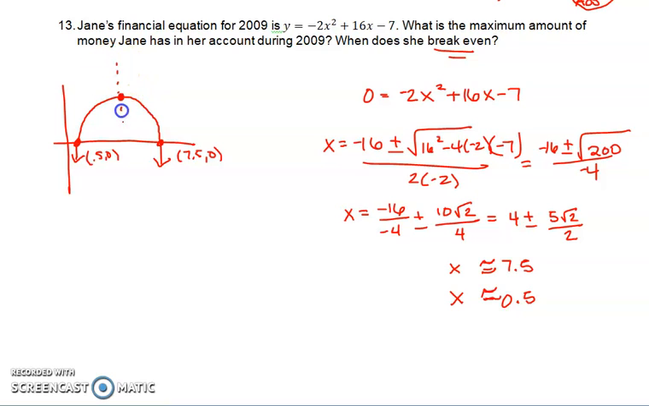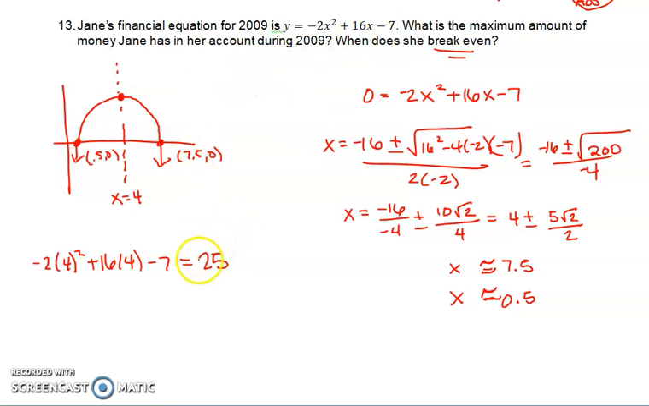So where would the axis of symmetry be? The axis of symmetry would be at x equals 4. So it asks, what is her maximum amount? Well, that happened in the 4th month. So you're just going to take your equation and plug in 4 and find out what you get. And when you plug that in, you get 25.